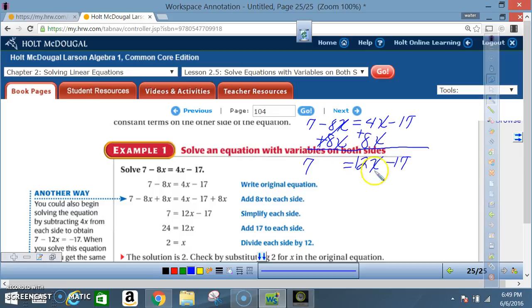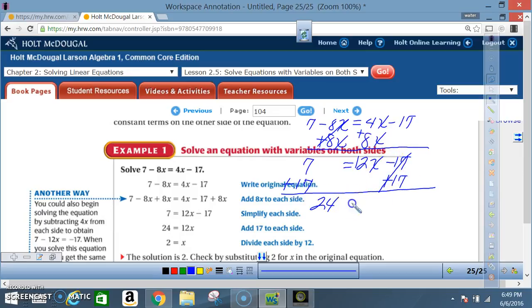Now, the 12x, the x term, I want that on one side. So therefore, the negative 17 must go. Alright, so to get rid of the negative 17, I'm going to add 17, and I'm going to add 17. Draw my line. Now 7 plus 17 is 24. Yours should be written right up under there. And then a negative 17, when combined with a positive 17, that goes to 0.